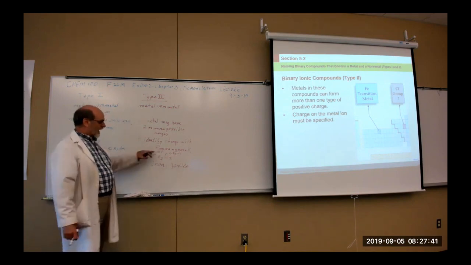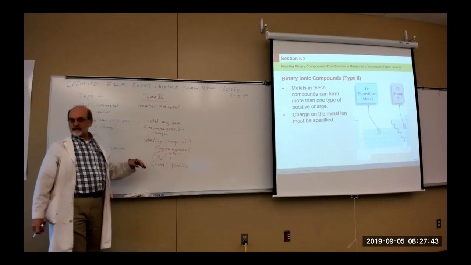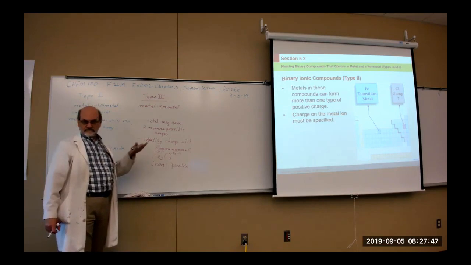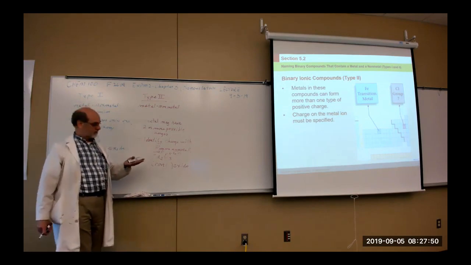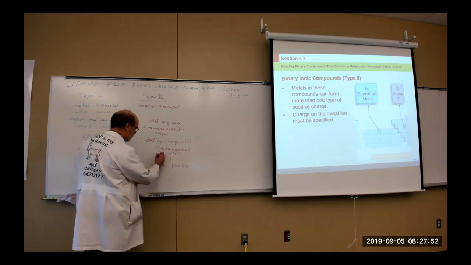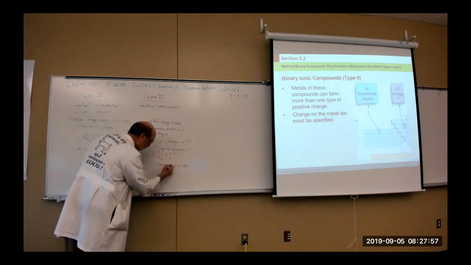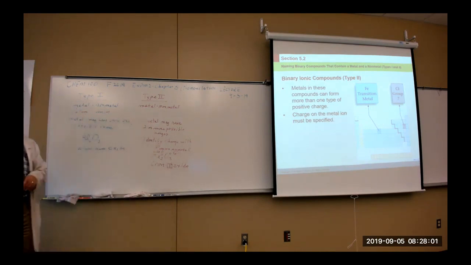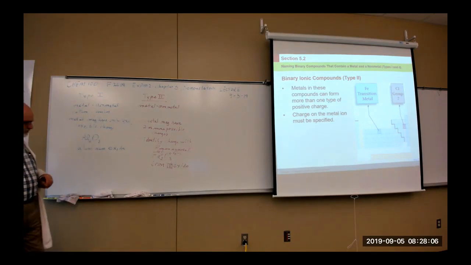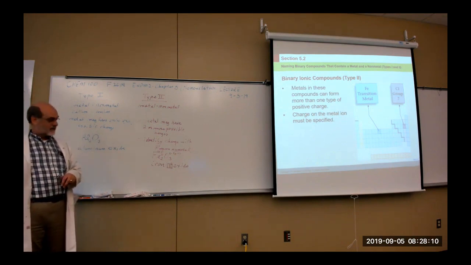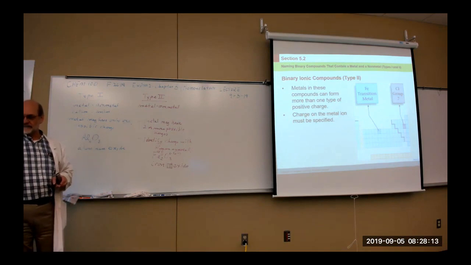So we're going to divide that 6 plus among the irons. So if we got 2 irons, how much is each one? 3 plus, right? So each one of these is 3 plus. So we put a Roman numeral 3. That tells us the charge on the iron. Yes, always in parentheses.